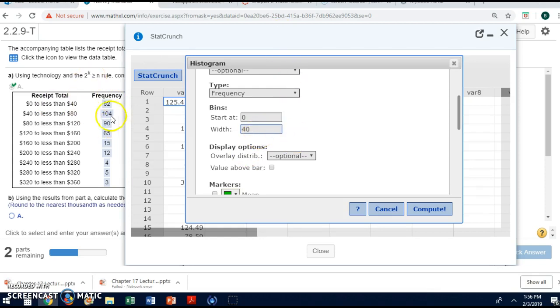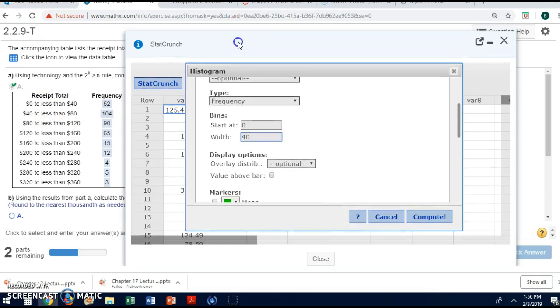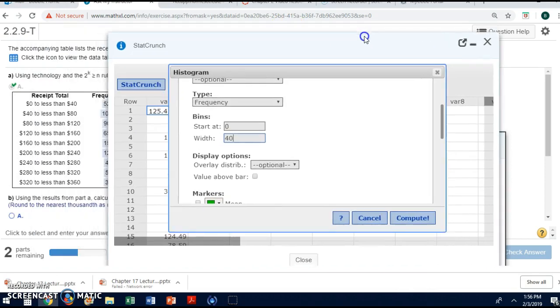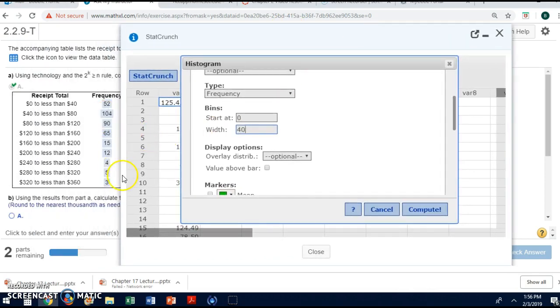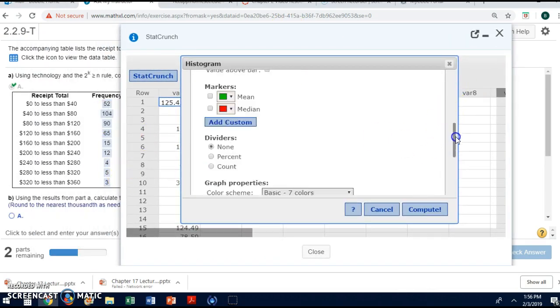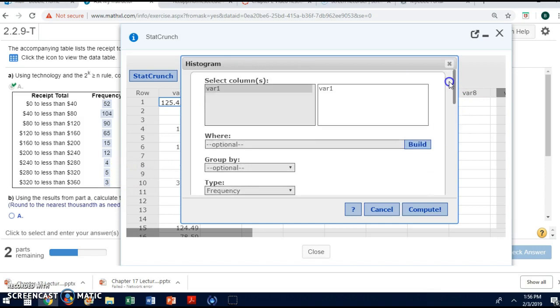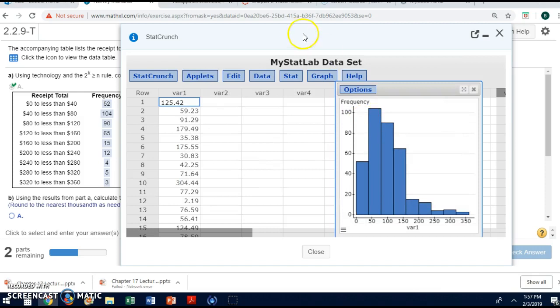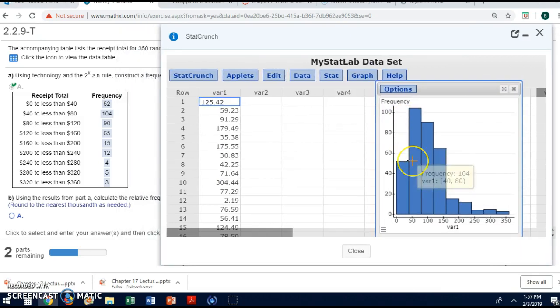Now that you know it's going to be this one because there's 9 classes, you also know what the width is without having to go look at all the numbers and try to find the highest and the lowest. So use that to help you. And then I think that's it. Those are the only things you have to check, and then click compute, and that's going to give you a histogram. And you can use this method in 2.3 as well.